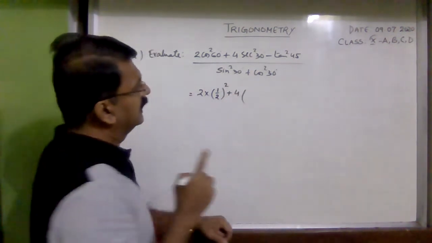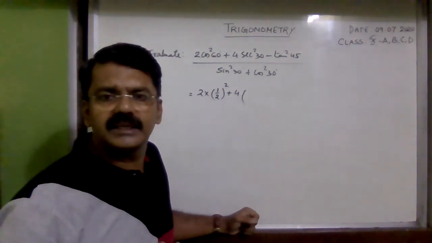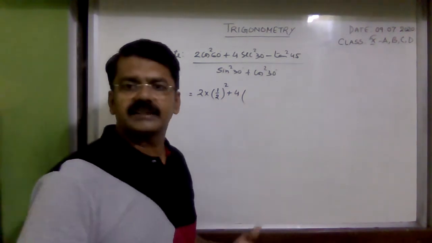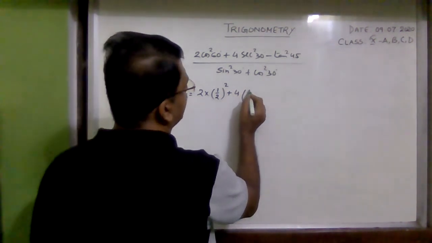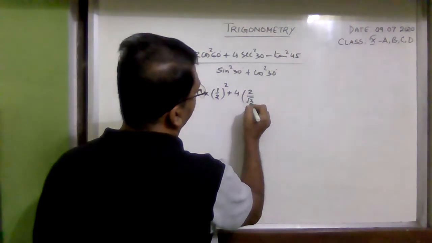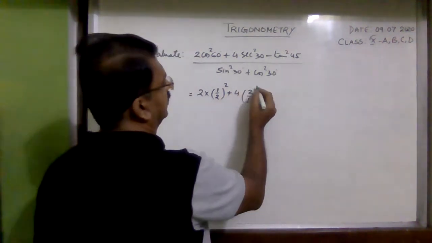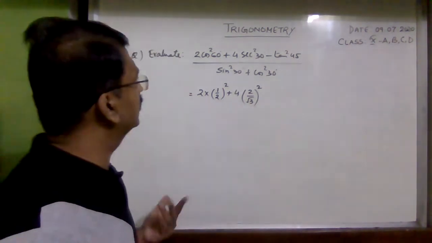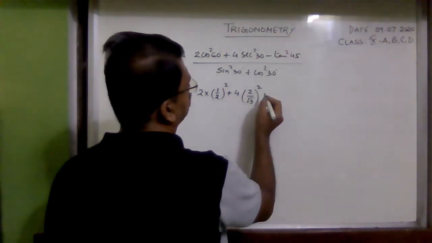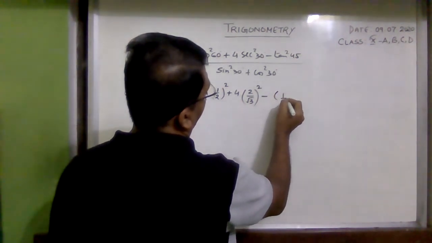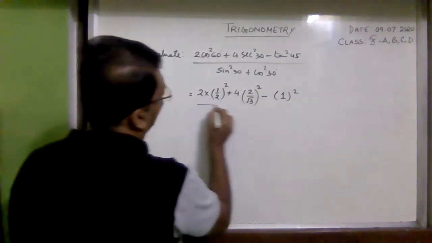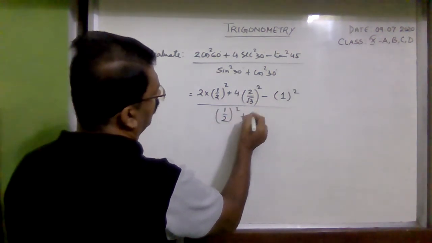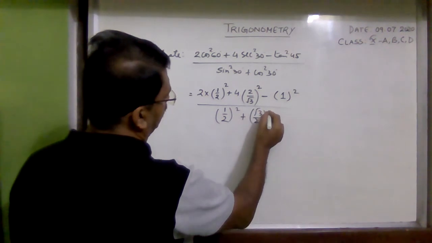Then that is sec 30. You know sec 30 is reciprocal of cos 30. Cos 30 is root 3 by 2. Then sec 30 will be 2 by root 3. So in place of sec 30 you write down 2 by root 3 because it is reciprocal of cos 30. You can check in the table, the value of cos 30 is root 3 by 2. So the value of sec 30 will be 2 by root 3. Minus tan 45, you know it is 1 square. Upon sin 30 is 1 upon 2, so 1 upon 2 square. Cos 30 is root 3 by 2, so it is root 3 by 2 square.